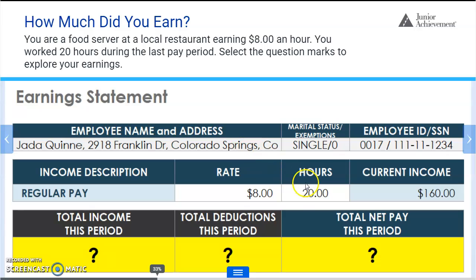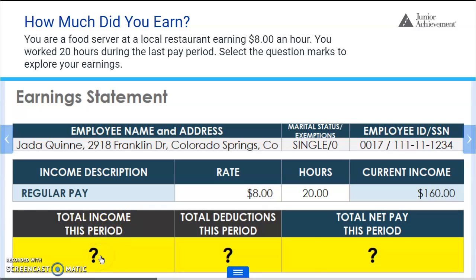Okay, so how much did you earn? Here's an example, okay? So you are a food server at a local restaurant earning $8 an hour. You worked 20 hours last period, okay? Select the question mark to explore your earnings, okay? So you're making $8 an hour, you work 20 hours, your current income is 160.